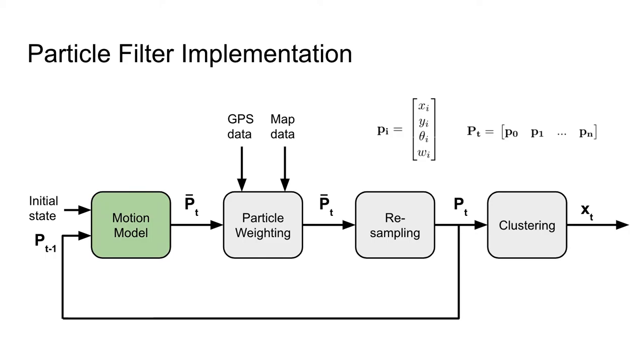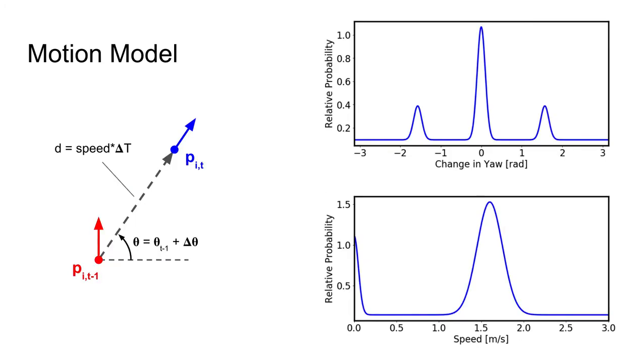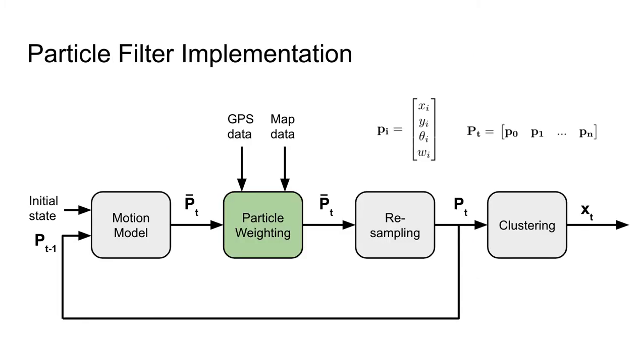So looking at the motion model, it's essentially a pseudo-random walk with a perturbed yaw. The yaw perturbation is described by this PDF on the top right, which highly weights staying straight or turning to the left or right by 90 degrees. The speed probability density function here was derived from walking velocity measurements and tuned for performance. Next, I'll talk about the particle weighting step.